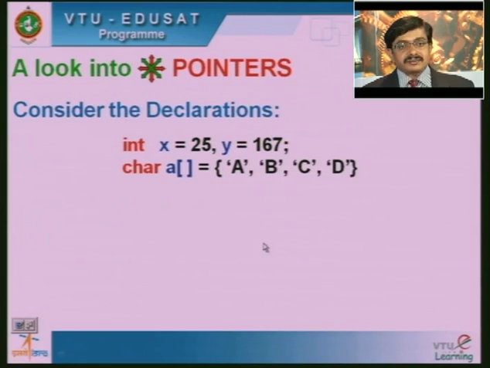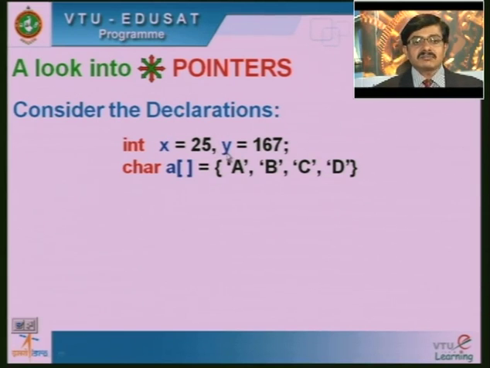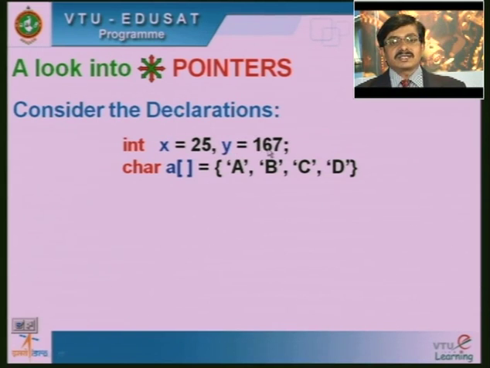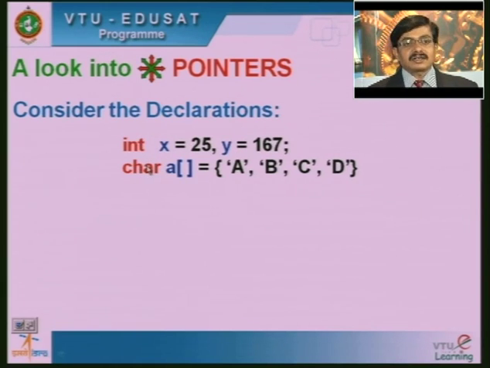Consider one declaration here: int x is equal to 25, y is equal to 167. So x is a name given for some memory location where I will be storing 25, and similarly y is a name given to some memory location where I will be storing 167. The int specifies how much memory is required for storing the integer element. Similarly, char specifies how many bytes of memory are required for storing the character variable. Basically, an integer will take 2 bytes in the case of a 16-bit machine, and a character will take 1 byte in every machine.